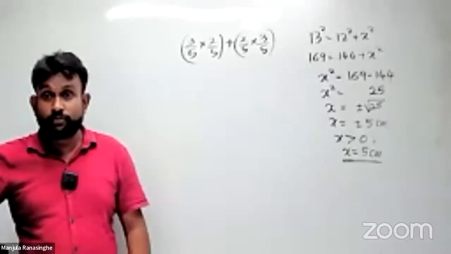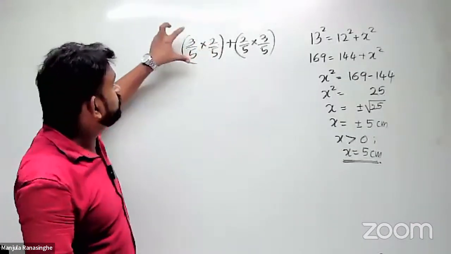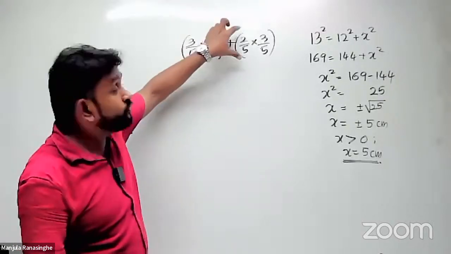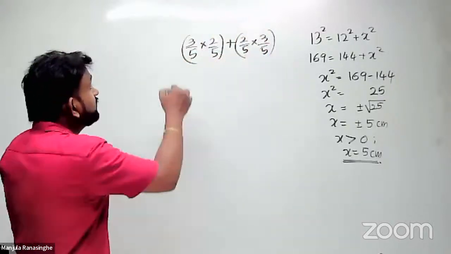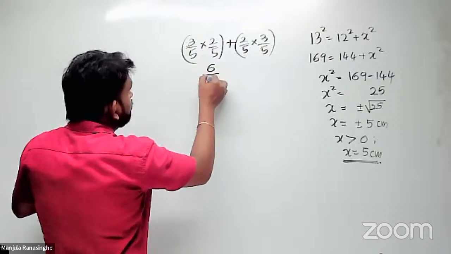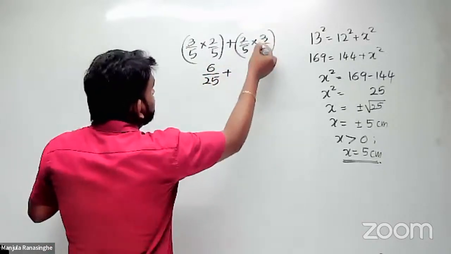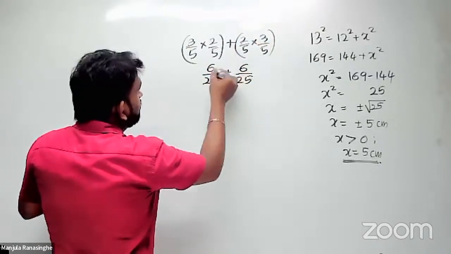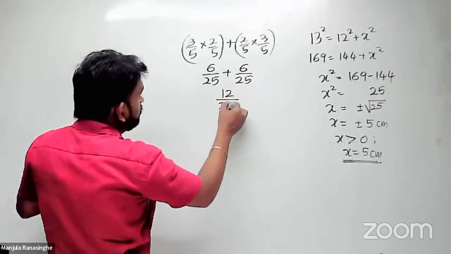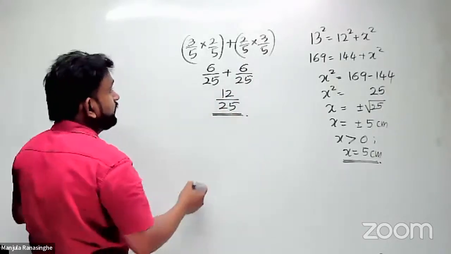So see the board. 3/5 into 2/5 plus 2/5 into 3/5. Then 3 into 2 means 6 upon 25, plus here 2 into 3, 6 upon 25. So 6 plus 6, 12 upon 25. That is the probability.